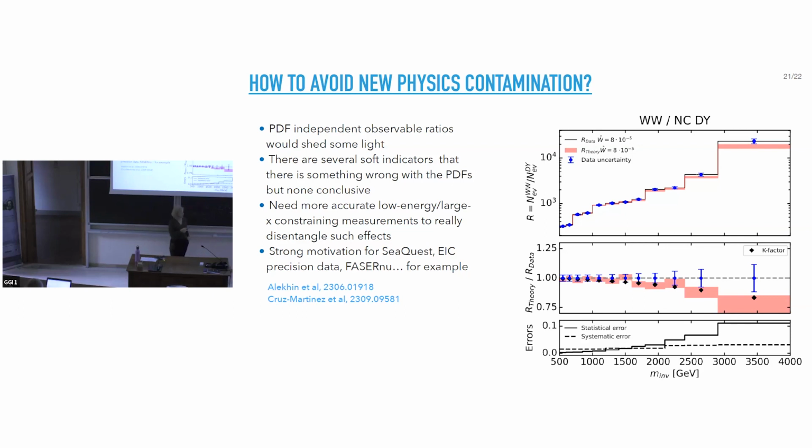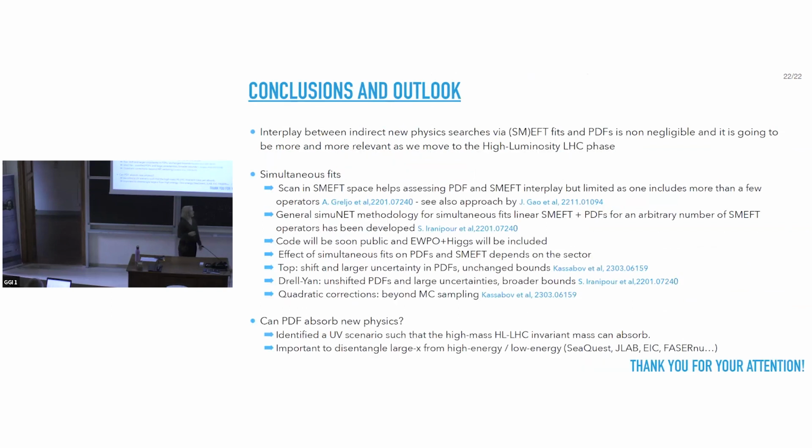So the message, I think, of this paper is that we need to have more accurate low energy, large x constraining measurements to really disentangle the effect. And this is a strong motivation, for example, for the study that you did, to look at the SIDIS data or at the projection for the EIC data or the future new data. So all these kind of data that are at low energy, so they don't have contamination from high energy growing effects, but that constrain more strongly what is not constrained yet. So I think it's nice because the message is that there is a nice interplay between the low energy and the high energy worlds.